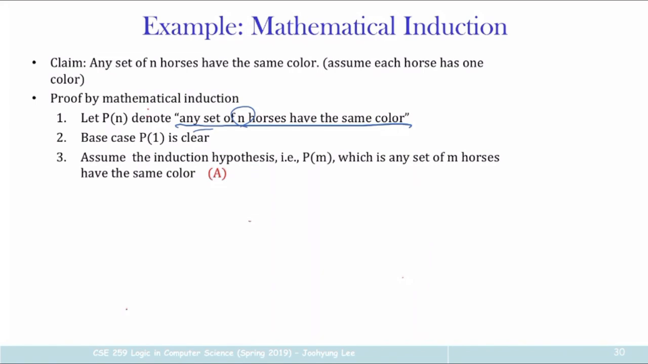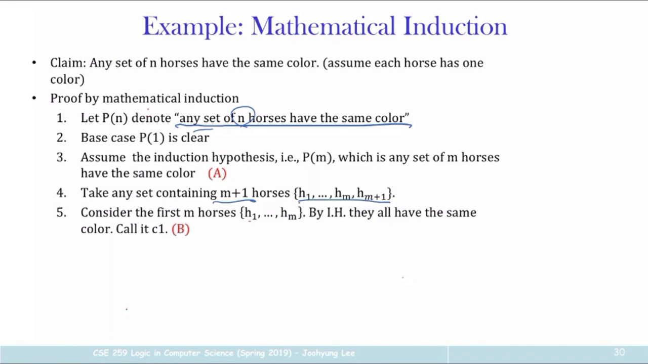Case 2. Now we assume the induction hypothesis to be true, which means that if you pick any set of m horses, then they all have the same color. So using the induction hypothesis, we will prove this for P of m plus 1, meaning that m plus 1 horses have the same color. So take any set that contains m plus 1 horses. Consider the first m horses, h1 through hm. Okay, how many horses are in this set?